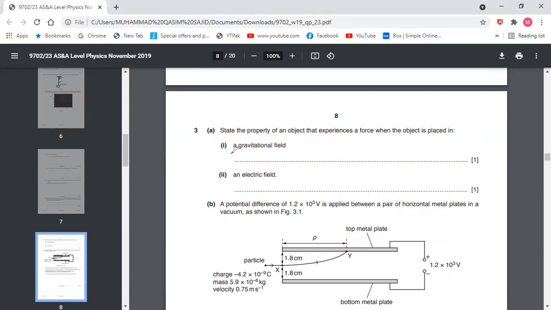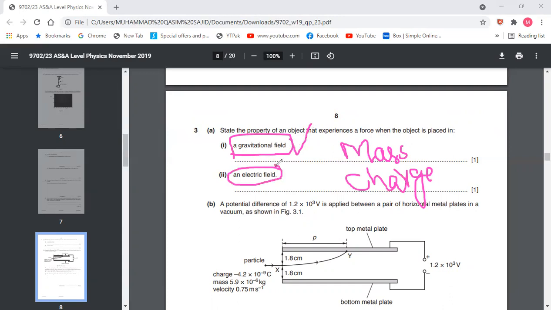Sir, in a gravitational field it will face... I can't remember the word, mass. Its weight will be increased. Yes, and in an electric field there must be charge. Sorry, sir, I didn't understand properly. Yes, these are the basic questions, one mark. So basically, in a gravitational field it is mass, and in an electric field it is charge.